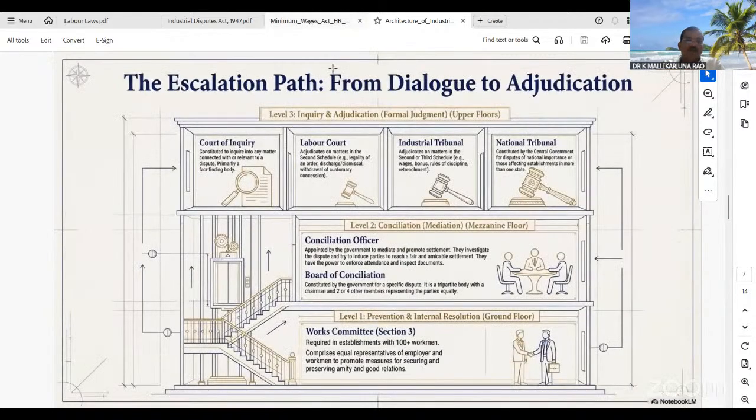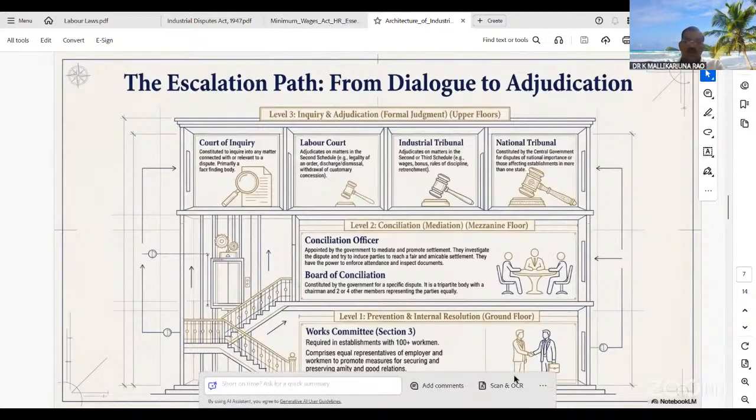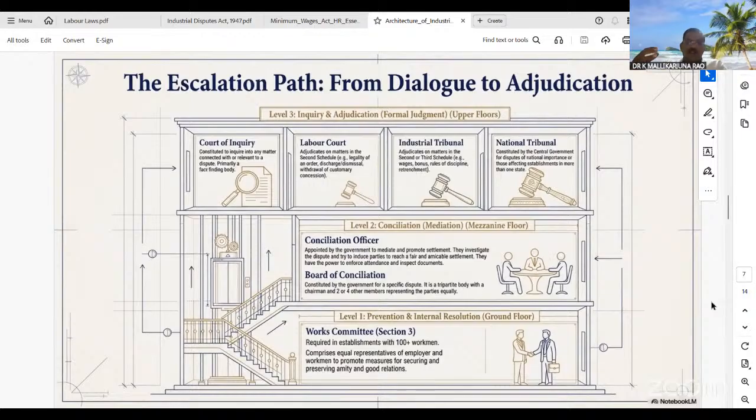Now, the first one, we go from the bottom level: the works committee. The works committee is appointed if the establishment or factory employs 100 or more workmen. It comprises equal representation of both employer and workmen, to promote measures for securing and preserving amity and good relations. It is appointed at the ground level to address issues if the workmen are more than 100.